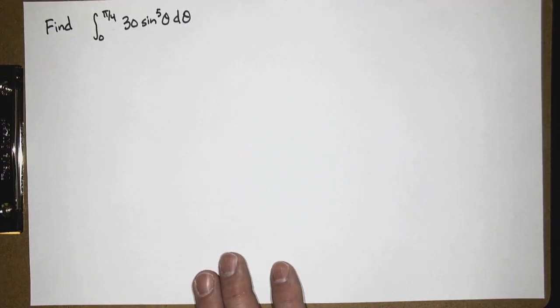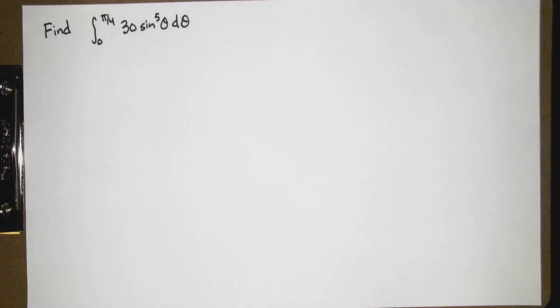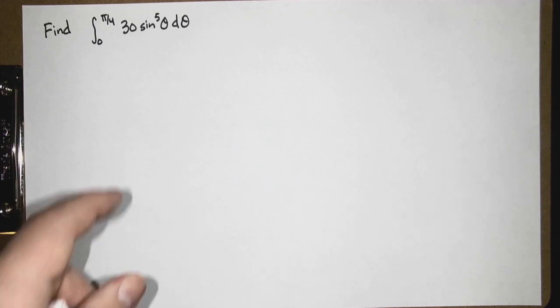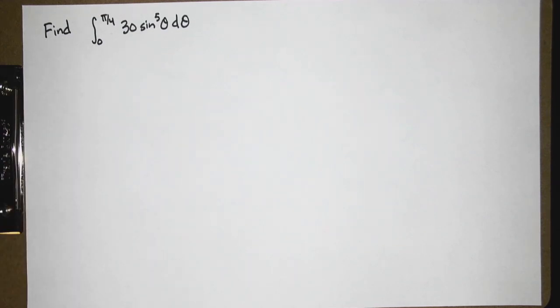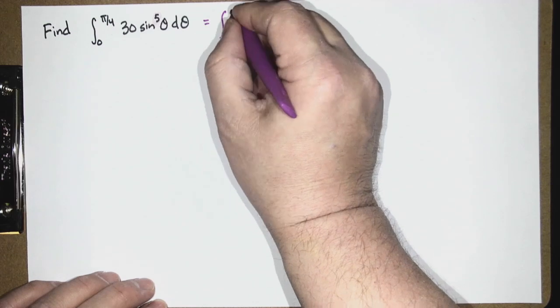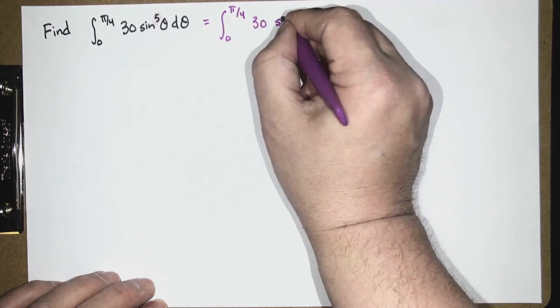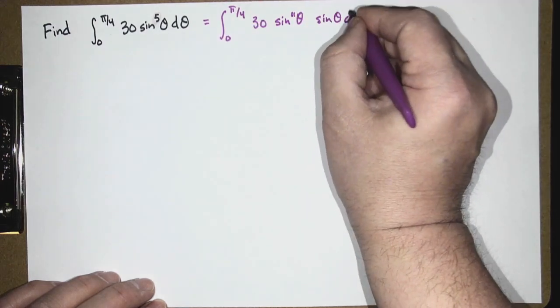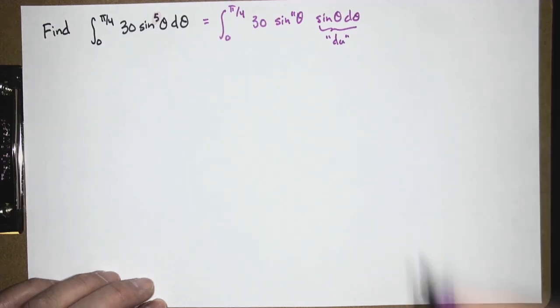Find the integral from 0 to pi over 4 of 30 times sine to the 5th theta d theta. All right, what can we do? Any suggestions? Well, we do have an odd power. So, what's our strategy? If we have an odd power, what do we do? We pull one of our odd powers to the end. So, we'll do this in slow motion. And our idea here is that we are going to think of this as becoming our du.